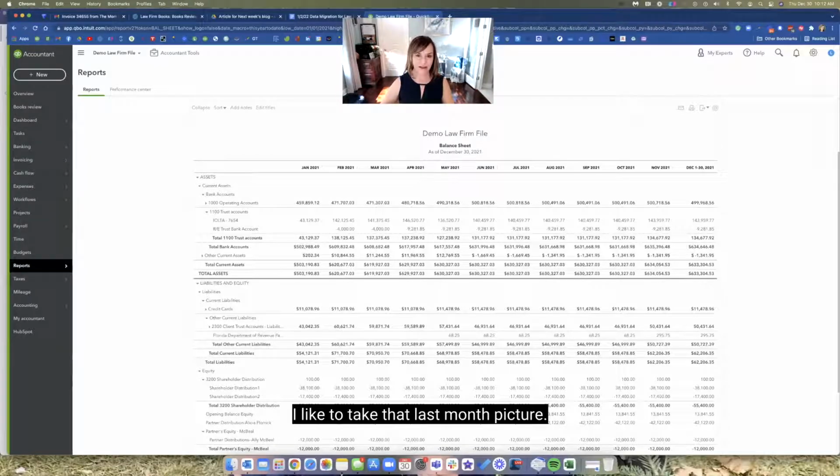I like to take that last month's picture, go to the website, pull down the balance, and then take that picture and attach it to the very final amount. So that validates for the tax professional that my balance aligns with the bank. It's really what they're looking for, and you want that for accurate books for your clients.